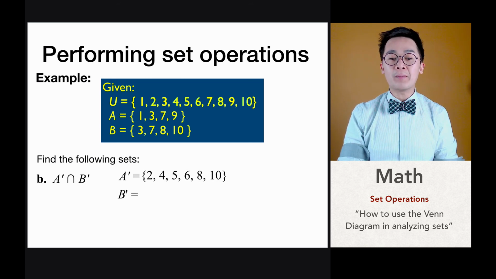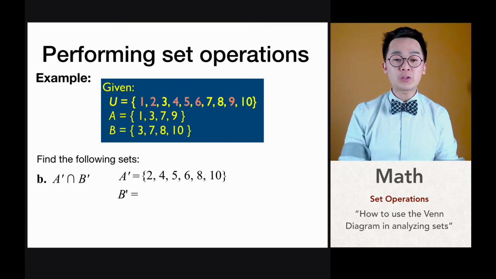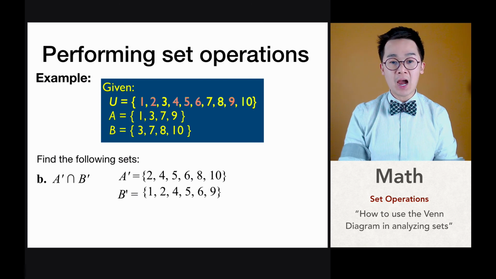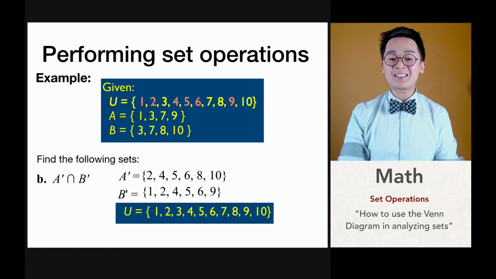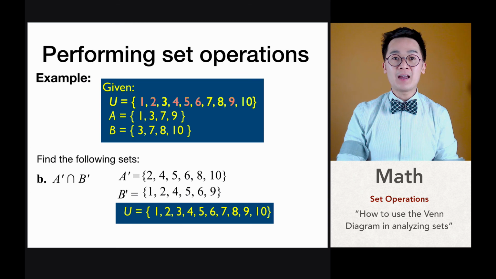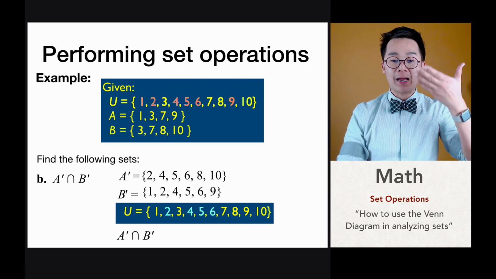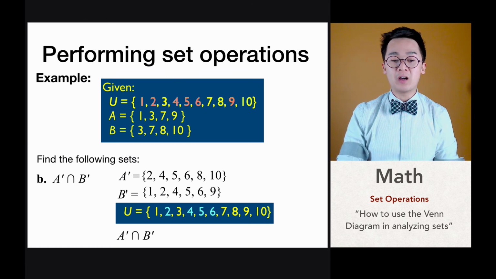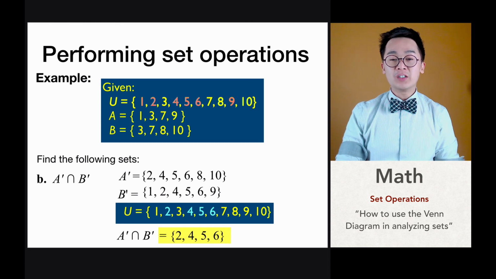And if we're going to find the complement of B, it will be the numbers that are not found in B. So therefore, we're going to get 1, 2, 4, 5, 6, and 9 as the B complement, or B prime. And since we're looking for the intersection of A complement and B complement, we're going to list down all the numbers that are common to A prime and B prime and put them in one single set, which is A complement intersection B complement. So in this case, we're going to get 2, 4, 5, and 6, which is common to A complement and B complement, and that's basically the intersection of A complement and B complement. So this is how we use the operations involving subsets in the Venn diagram.